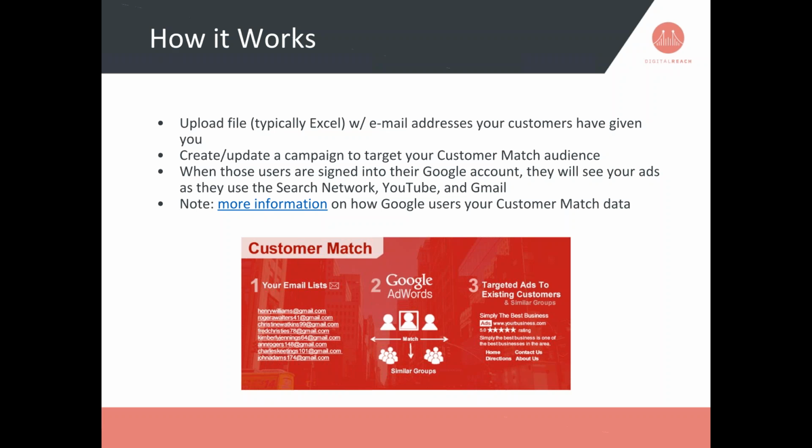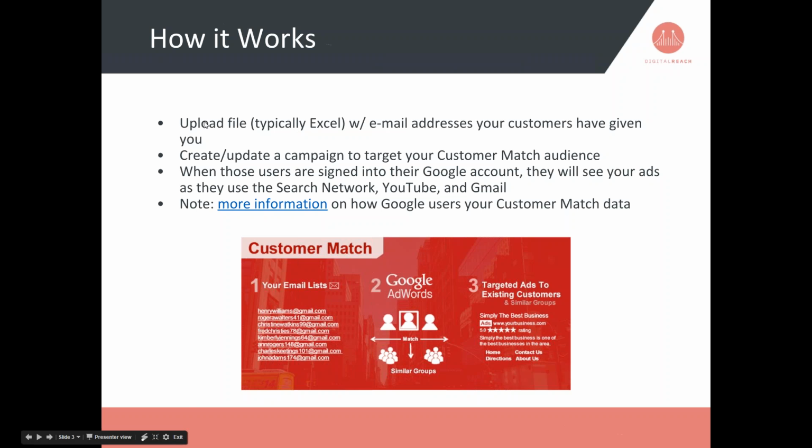And then once you have that targeting uploaded, once those users that you have on the list are signed into their Google account, so if they're in their Gmail, they'll start seeing your ads as they use the platforms that we mentioned, so the search network, YouTube, Gmail through the Gmail sponsored promotions, Google Shopping, etc. Yeah, it's actually a really simple upload process. You upload the names, you attach it to the campaign, and then it'll start showing to those users that are on the email list. That's about all there is to it.